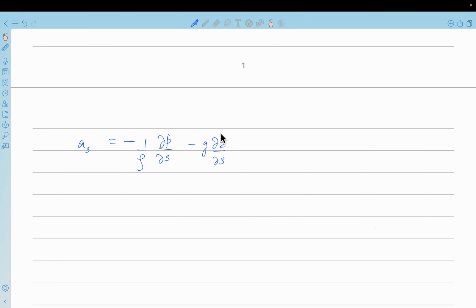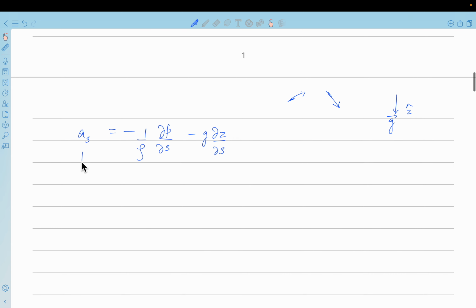So why do we have this dou z by dou s? You can imagine that if the streamline is changing with z, so let's say the streamline was oriented like this at this point, and at a later point it is oriented in the opposite direction. The gravity force is always along the z cap direction, right? So with respect to s, the gravity vector should be taken always in the z cap direction. So that's why we get this term dou z by dou s over here.